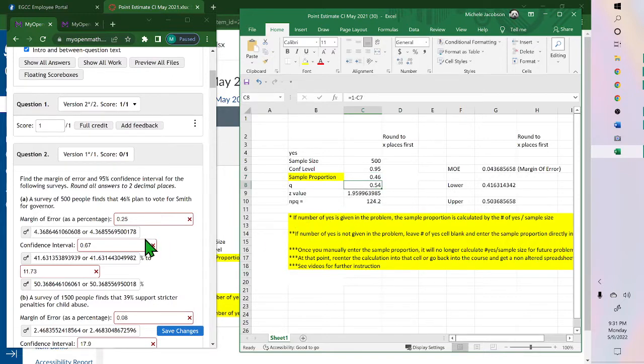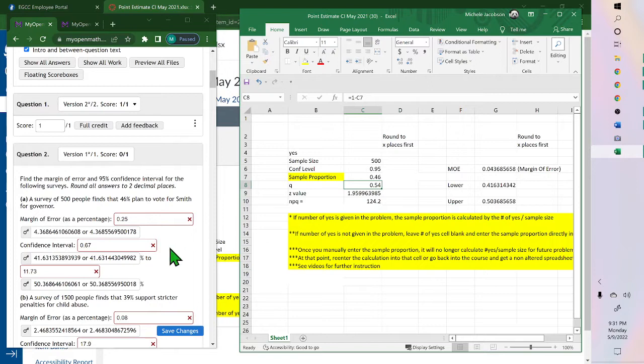And then they wanted our margin of error, which is right here. Written as a percent, so you multiply that by 100. And then this would be your confidence interval. Now, once you manually enter sample proportion, it will no longer calculate. So you have to close it and open it again. Now, if we're putting in sample proportion, I think it'll be all right. But to put in yeses or nos, you need to open a new one.